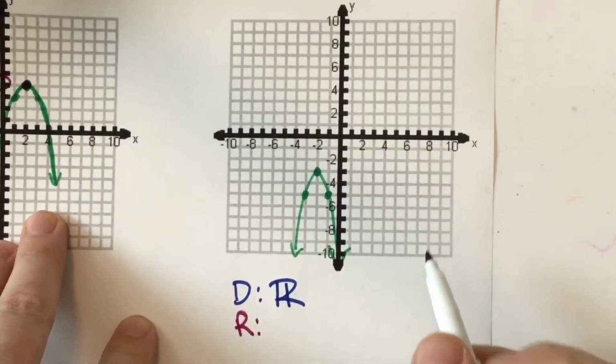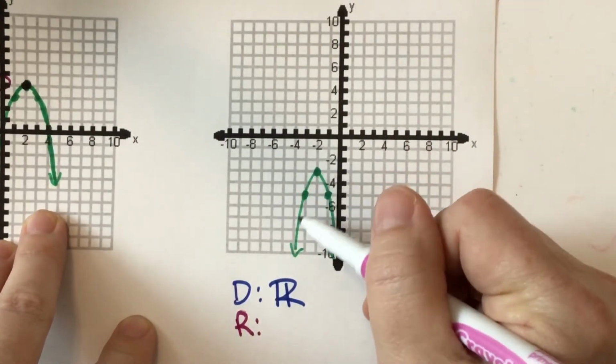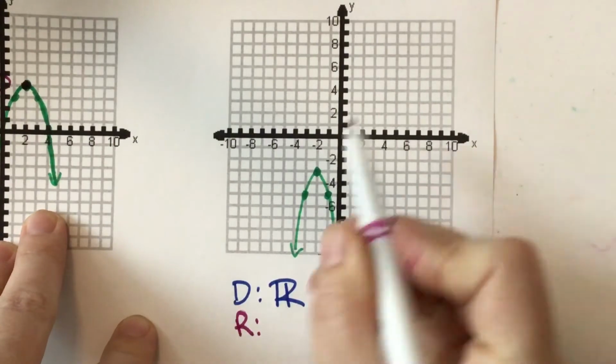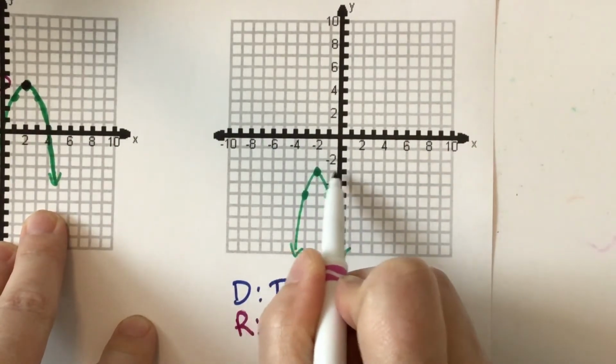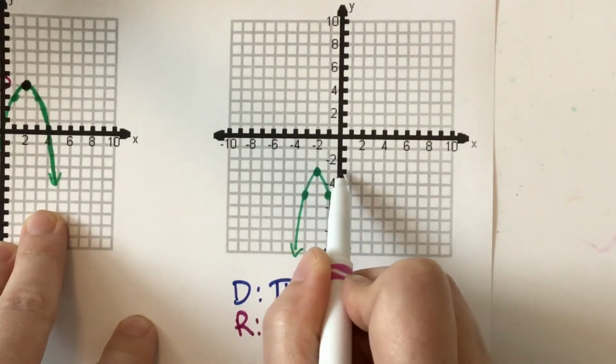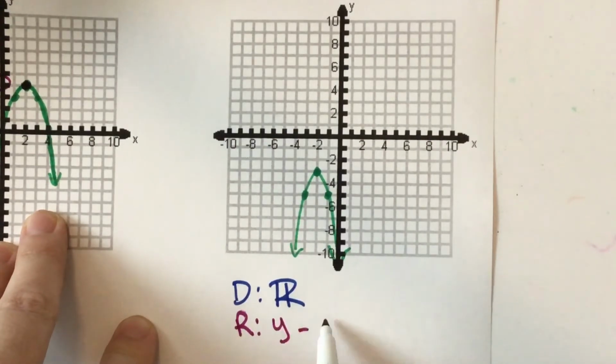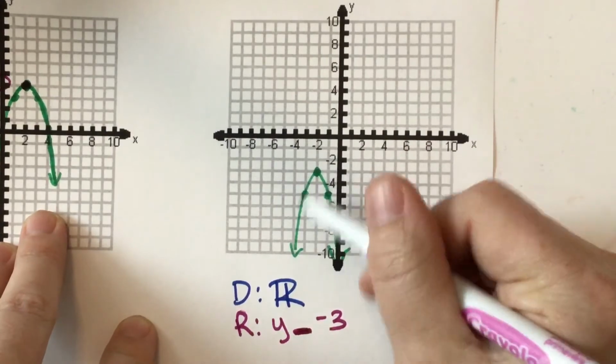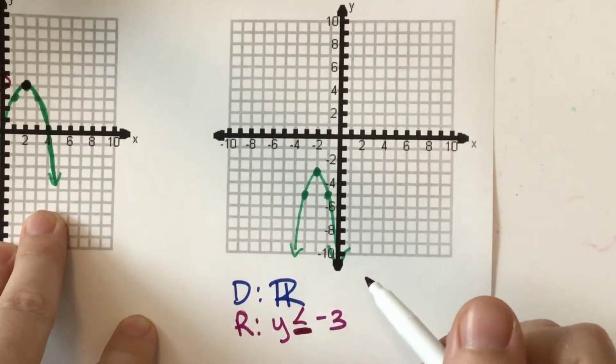And then range, we're looking at y's. So it goes forever down, but not forever up. That's the highest y I have. And who's that y value right there? -3. So y starts off equaling a -3. And when the graph goes down, y's get less.